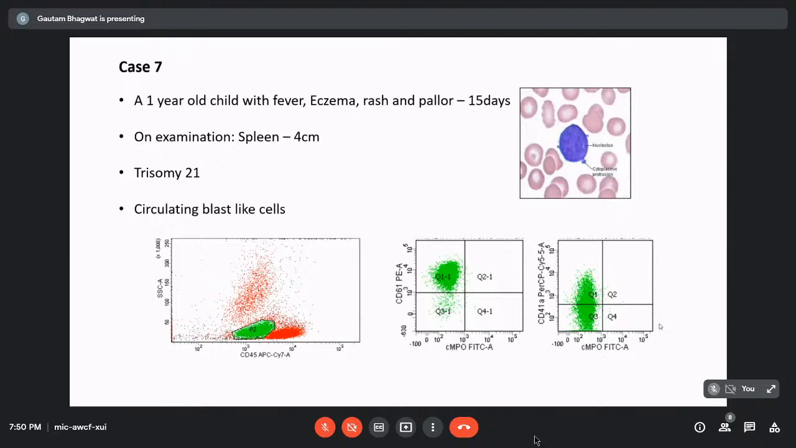Coming to the next case, a 1-year-old child with fever, eczema, rash, spleen, trisomy 21 and circulating blast-like cells. So trisomy 21 here becomes important. What we get here is CD45. I have not put up all the plots because the clinical history and the morphology were suggesting what I am looking for, and apart from other markers we put CD61 and CD41A. So these are the markers which would give me a diagnosis of acute megakaryocytic leukemia, or as per FAB classification, AML M7.